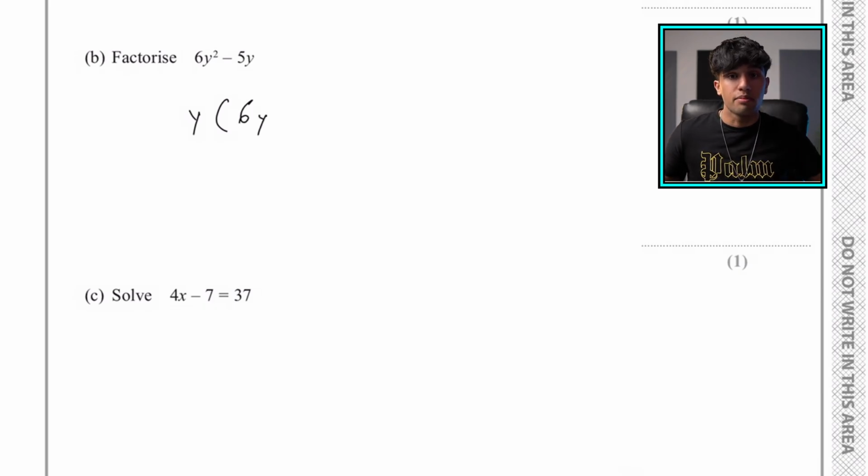For the first term, 6y squared, we can times y by 6y and we'll get 6y squared. Our sign always stays the same, so we can write that. And to get 5y, we can multiply y by 5. And that's our final answer.